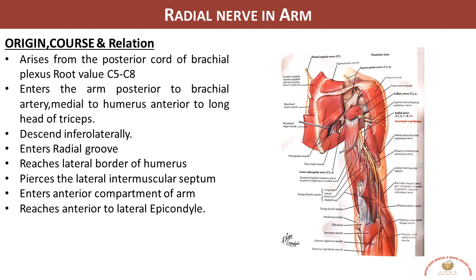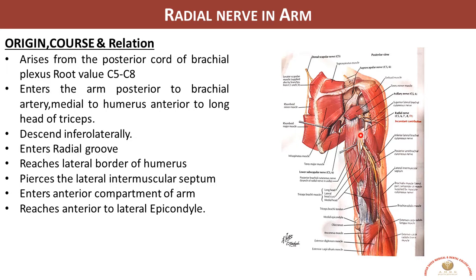So the radial nerve, once we came to know from where it is originating, we should know about its course. The radial nerve comes from the posterior cord and runs behind the third part of the axillary artery, and it leaves the axilla and enters the lower triangular space. Here in this picture you can see the radial nerve, this one is the radial nerve. So this radial nerve is coming from the lower triangular space.